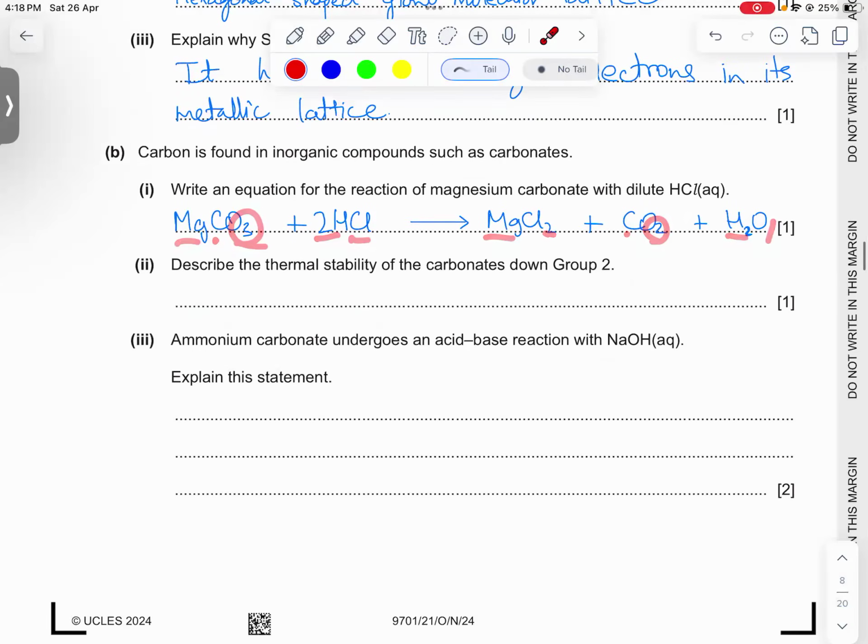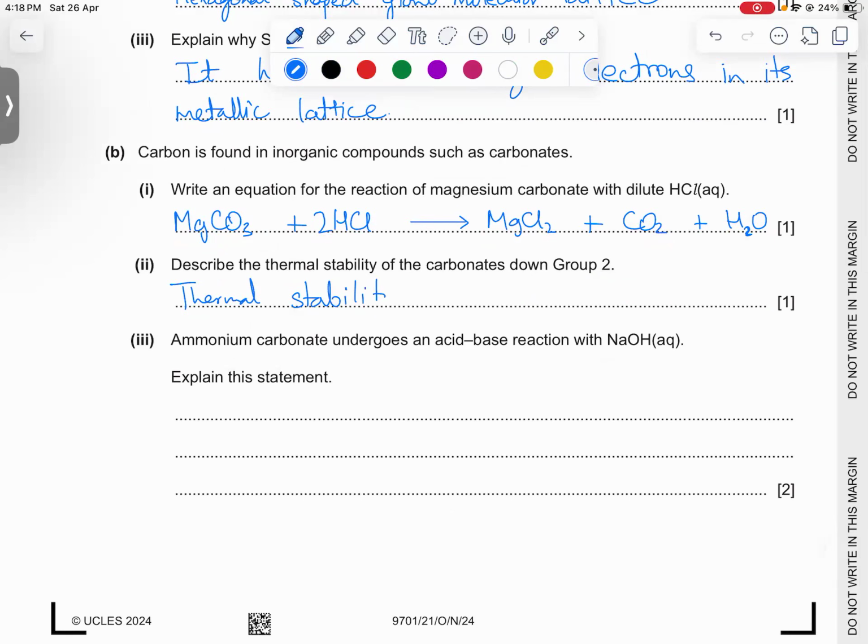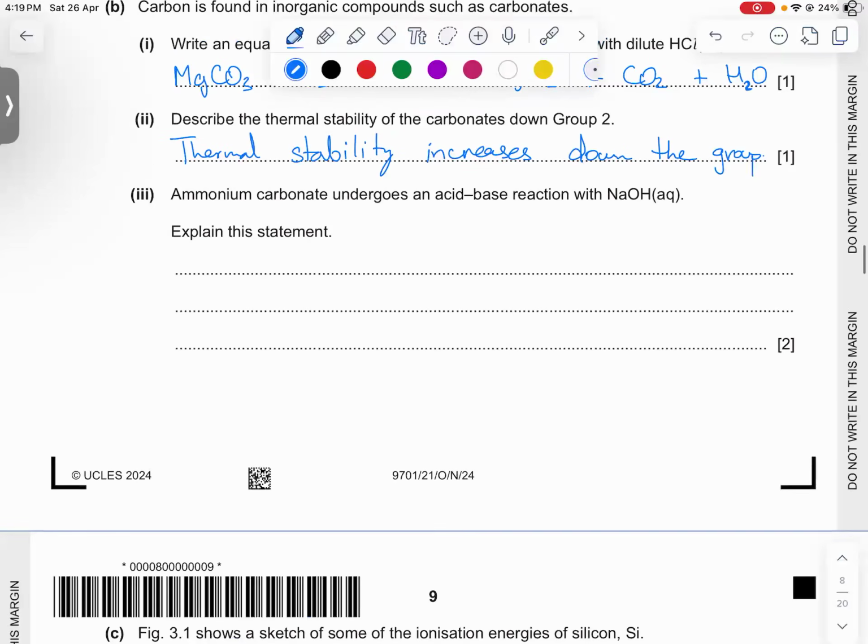All right, describe the thermal stability of carbonates down group 2. So what happens to thermal stability? As we go down the group, reactivity increases, therefore bond strength will increase, therefore thermal stability will increase. So thermal stability increases down the group. All right, thermal stability increases down the group.